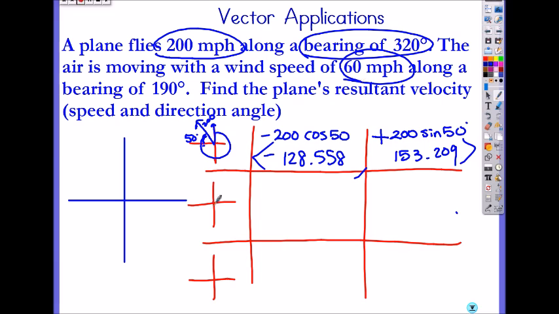So bearing, you start from north. So that's 180. So you go 10 more, right? This is 10 degrees. What is the reference angle? 80. You have to use 80 if you want to plug into that formula. But it's on the third quadrant, so you should know x must be negative, y must be negative. So the magnitude was 60. So you can do 60 cosine of reference angle 80, 60 sine of 80.